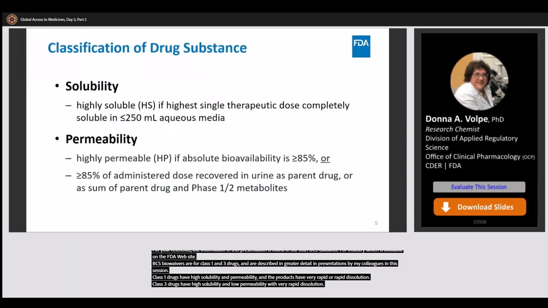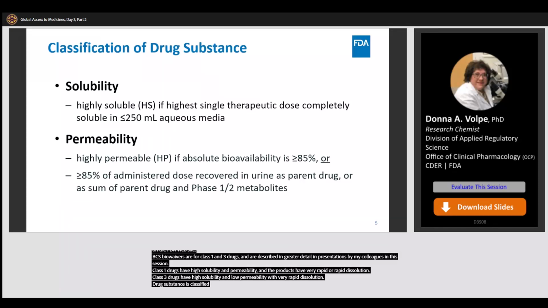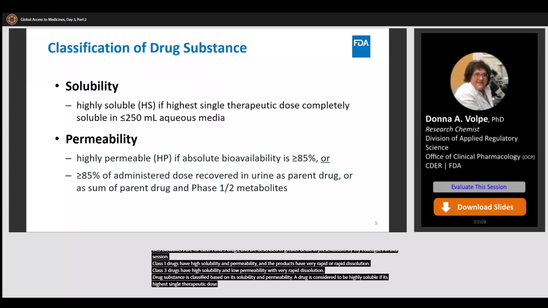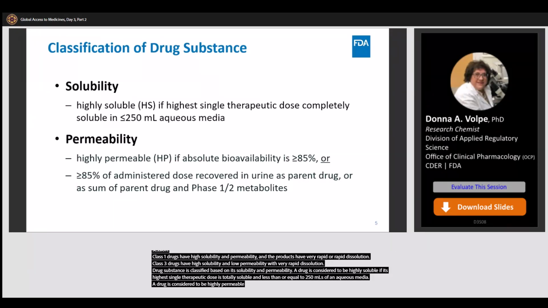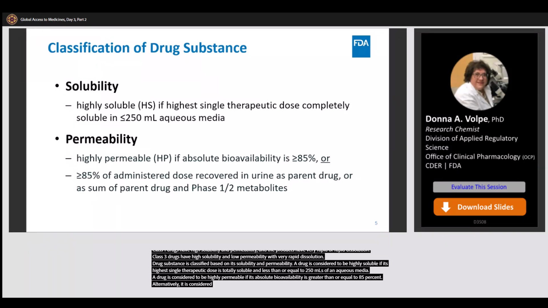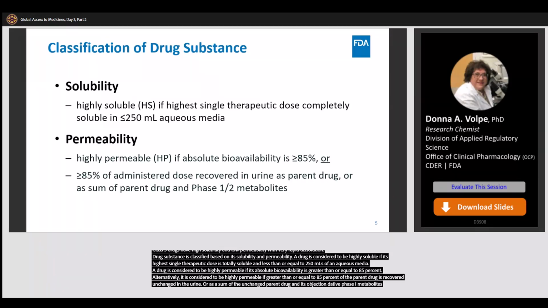A drug substance is classified based on its solubility and permeability. A drug is considered to be highly soluble if its highest single therapeutic dose is totally soluble in less than or equal to 250 mL of an aqueous media. A drug is considered to be highly permeable if its absolute bioavailability is greater than or equal to 85%. Alternatively, it is considered to be highly permeable if greater than or equal to 85% of the parent drug is recovered unchanged in the urine, or as a sum of the unchanged parent drug and its oxidative phase 1 metabolites and phase 2 conjugative metabolites.